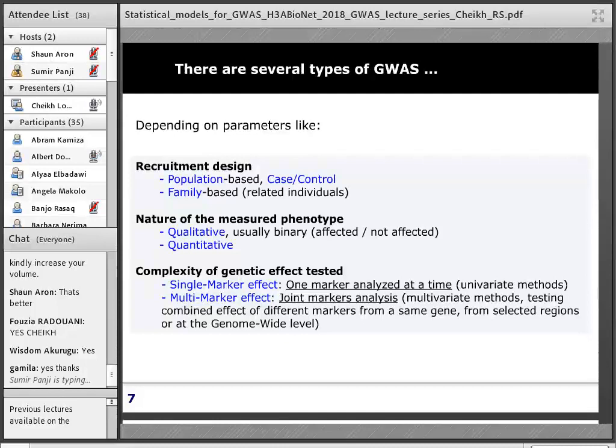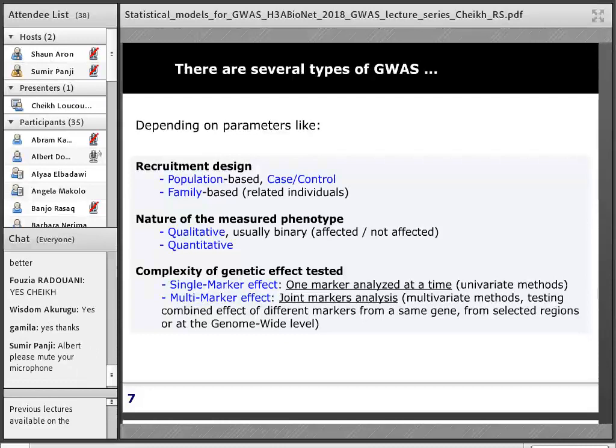We also have the complexity of the genetic effects that we are testing. In simple GWAS, also named single-SNP GWAS, we are looking for the effect of one marker at a time. So this is the main approach for GWAS, and in this kind of analysis we are using univariate methods.